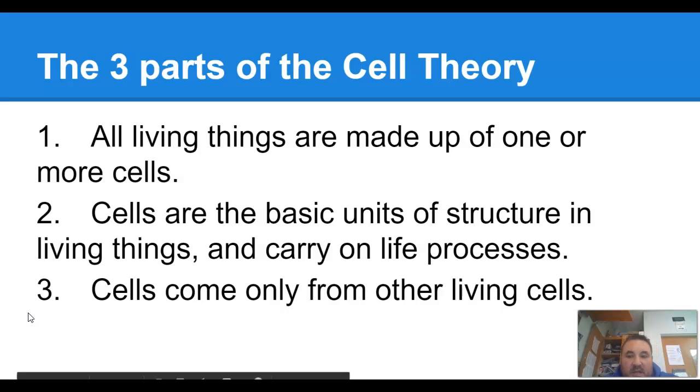All living things are made up of 1 or more cells. So everything alive has to be made of cells. Cells are the basic unit of structure and function that carry out life processes. And cells come only from other living things. So that was where Pasteur and Redi said about spontaneous generation not being effective.